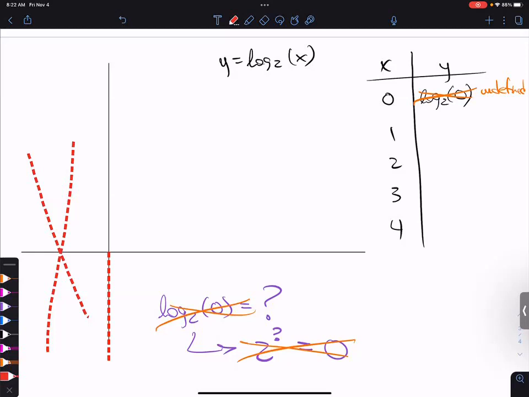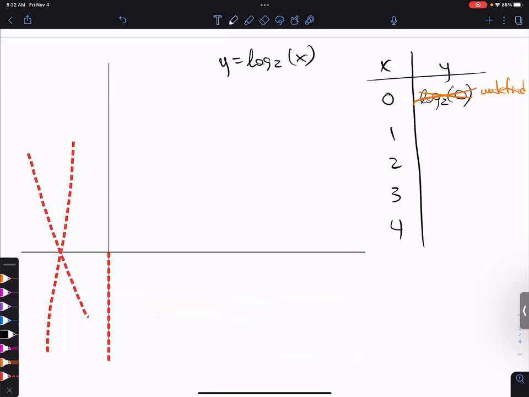Okay, well, what about 1? What power of 2 gives you 1? 0. So 1, 0. Okay. How about 2? 2 to what power is 2? It's the thing you're thinking. Yeah, 1. Or I hope it's the thing you're thinking anyway. 2, 1. Okay.